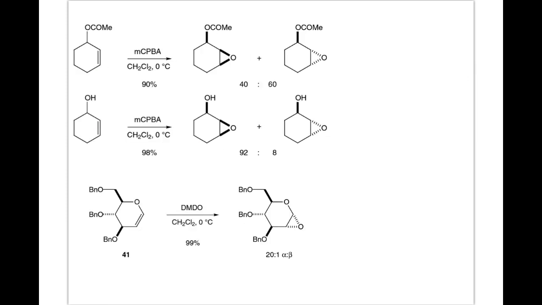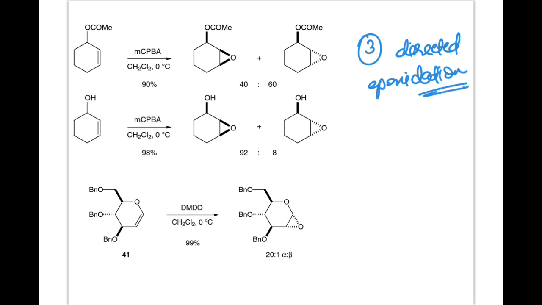Moving onwards, third example, and this also talks about a directed epoxidation. How are we getting a directed epoxidation over here? And what does that mean? Directed epoxidation means that in the presence of any group, the metachloroperbenzoic acid is going to be directed to give the epoxidation on the same side.